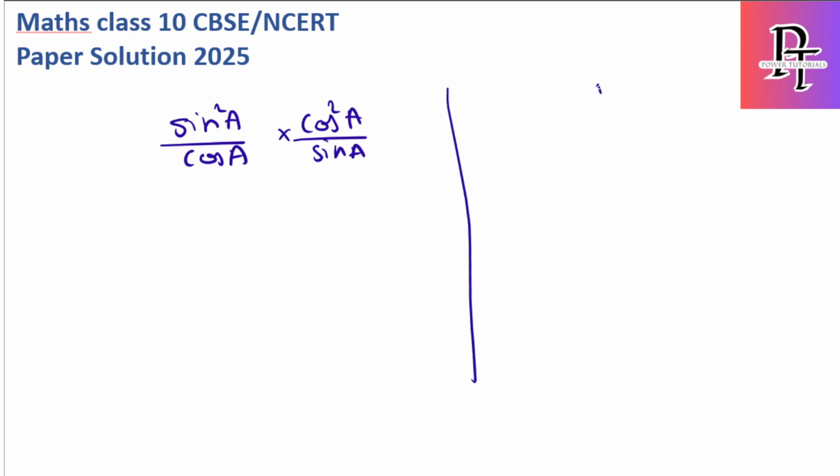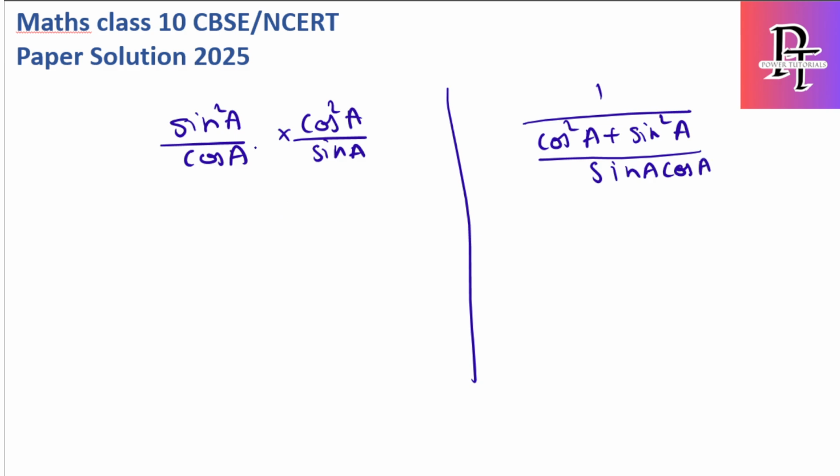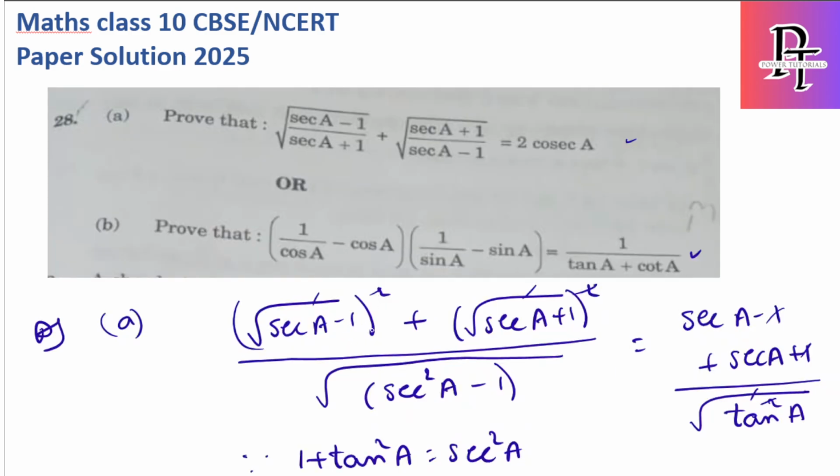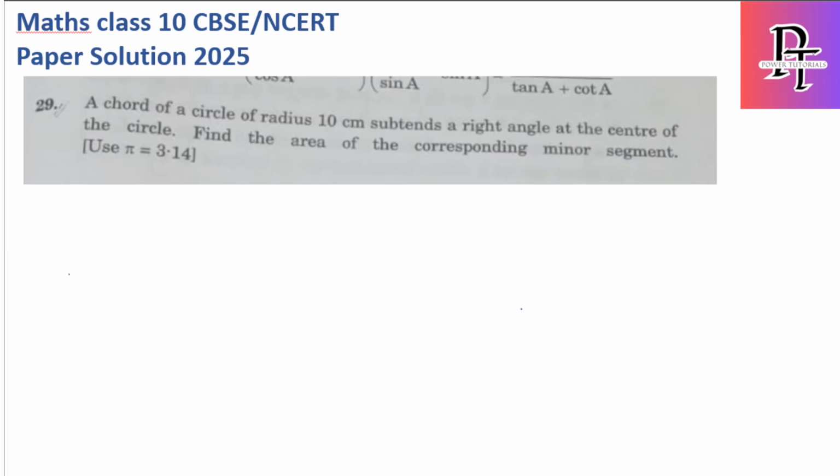And what about here? If I take LCM, this becomes 1 by cos square A plus sin square A by sin A cos A. This square gets cancelled out. So this side I got sin A cos A. Cos square plus sin square A is also 1. So if I go to the top, it becomes sin A cos A. Now I can say both are equal. LHS is equal to RHS. Okay, this also took the same time, but when compared to this one, I can say both are almost the same. So you can choose either one, A or B.